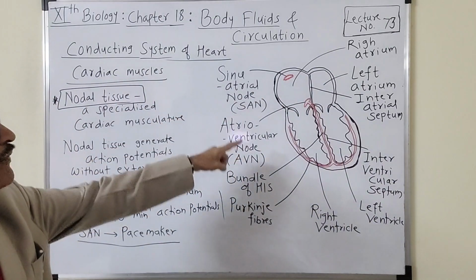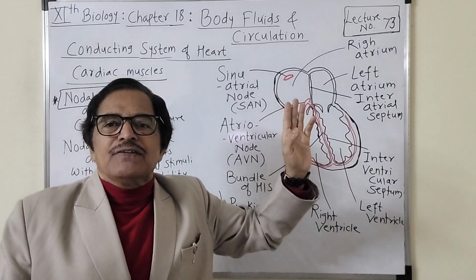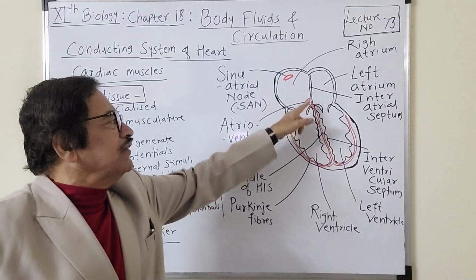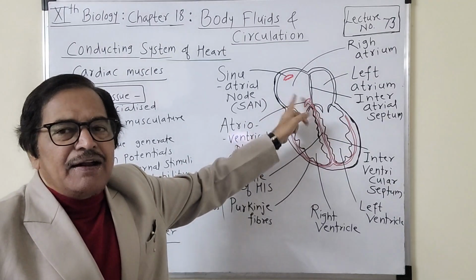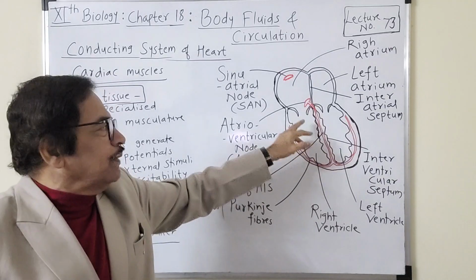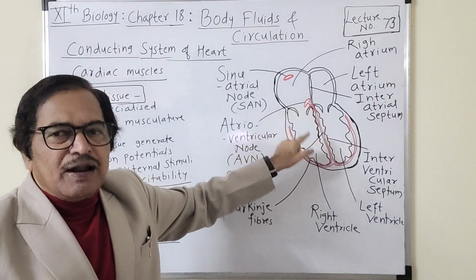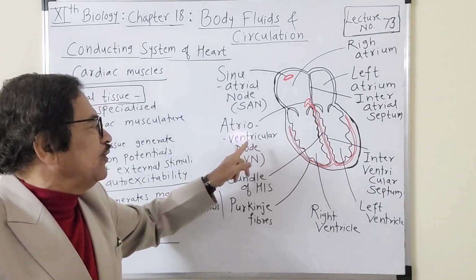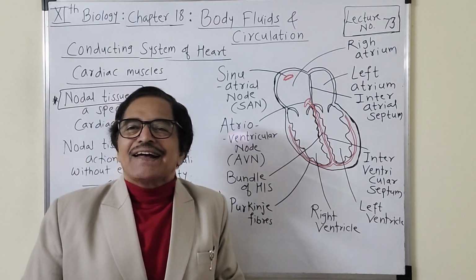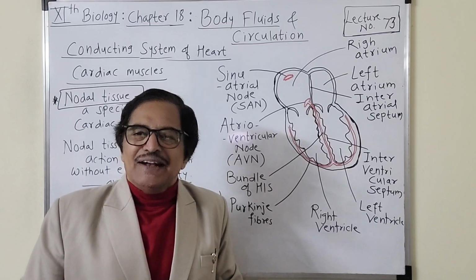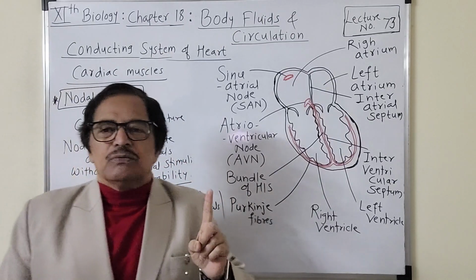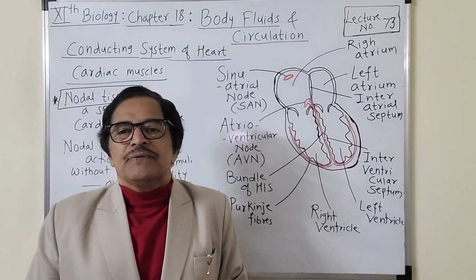Then the other one is there. From SAN the wave of contraction passes to another nodal tissue that is present at the base of the right atrium, just at the opening of the right atrium into the right ventricle, and that is called the atrioventricular node or AVN. What is it called? AVN, atrioventricular node. Okay, keep the location in mind, as MCQs come on this in NEET.